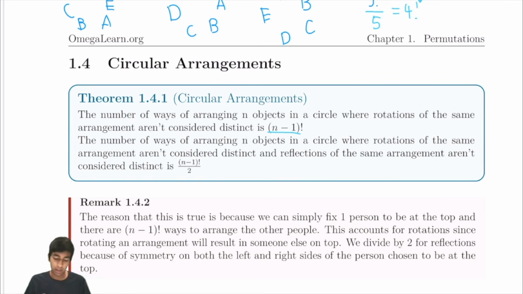And sometimes the problem might say that reflections are not the same. And if that's the case, then n minus 1 factorial divided by 2, because there's just 2 ways to reflect something like that.